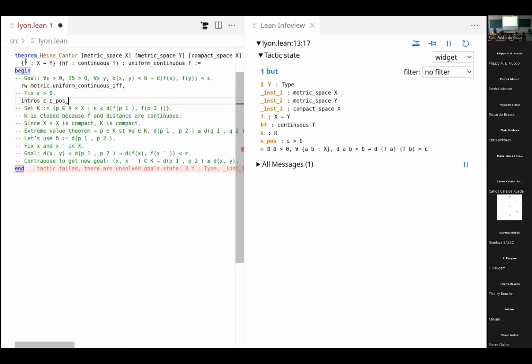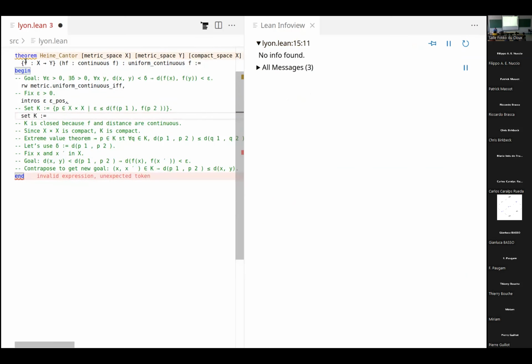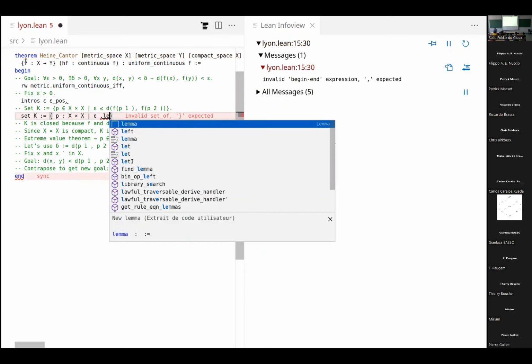And now epsilon is fixed here. And I've got this assumption that I named epsilon pos, saying that epsilon is positive. And the next line was to introduce k. So I can almost copy that line actually, but not completely with the same syntax, but almost.